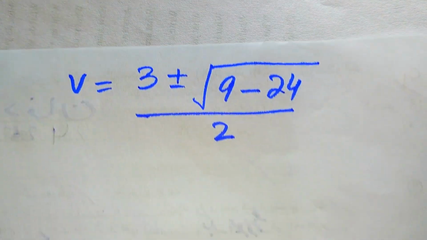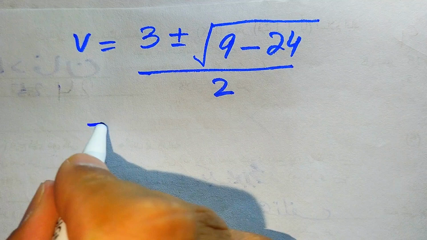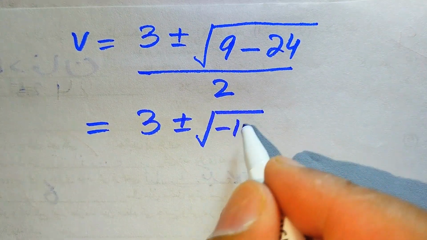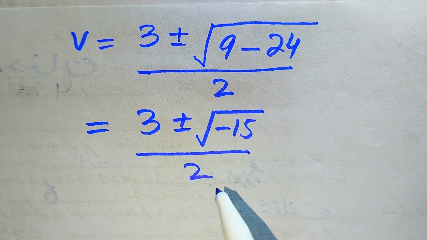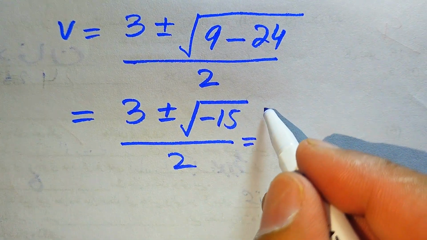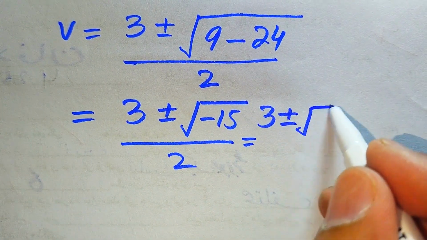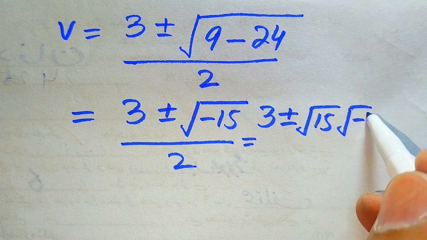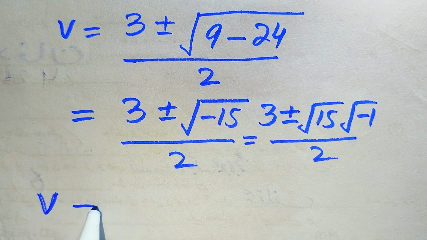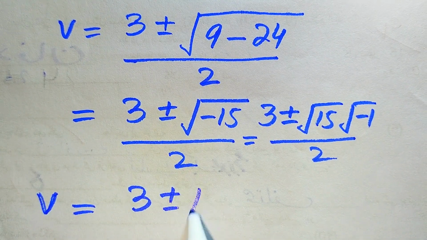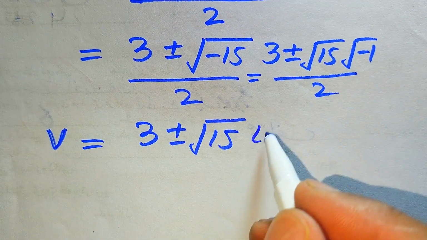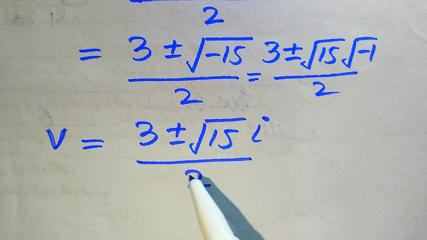So in the next step we write this in a more simplified form, and we have 3 plus minus square root of 9 minus 24, which becomes minus 15, divided by 2. Here you see that a negative sign appears inside the square root, so this will be written as 3 plus minus square root of 15 times square root of minus 1, divided by 2. So we have v equals 3 plus minus square root of 15 times, we know that the square root of minus 1 is equal to iota, divided by 2.